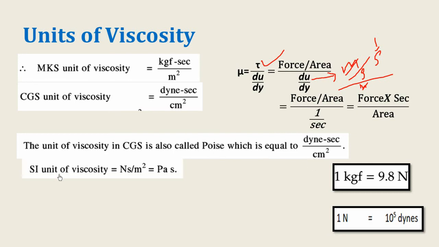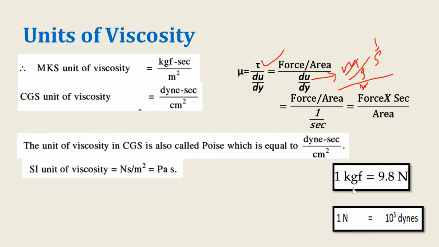Then coming to the SI units of viscosity, here force is represented as a Newton, and second is a second. In SI units we write second as only s, and area is meter square. Then Newton per meter square is nothing but Pascal into second.